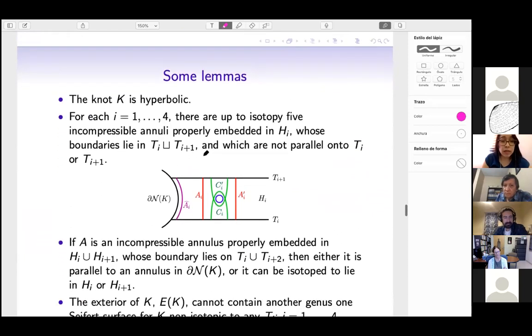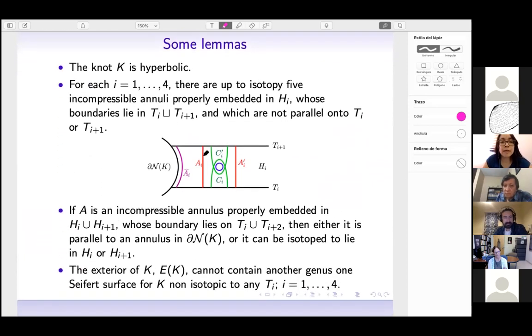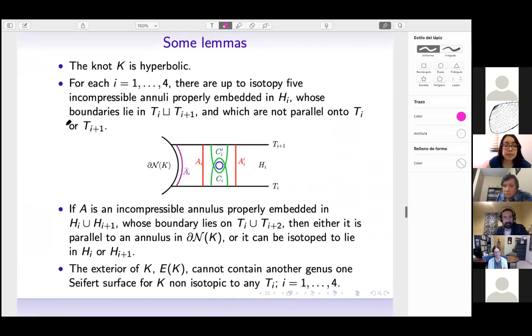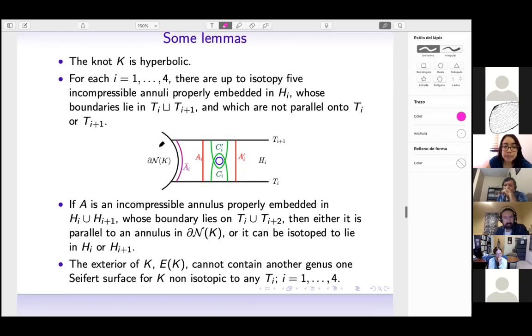We need some lemmas. The first lemma is that the knot exterior is hyperbolic. The second one is that on each region, on each genus 2 handlebody, we have, up to isotopy, just 5 incompressible annuli. This is the schematic version.